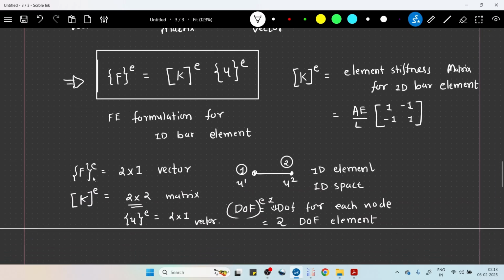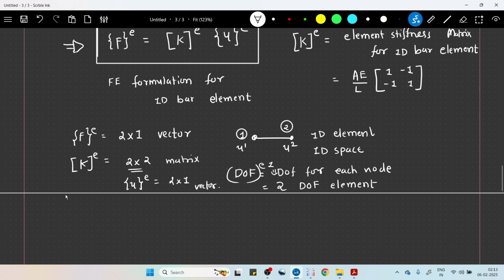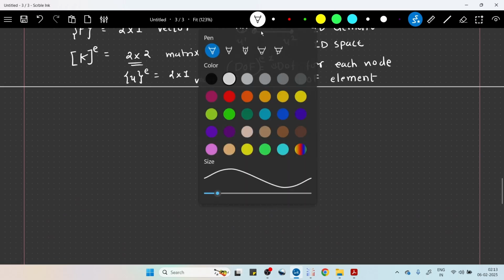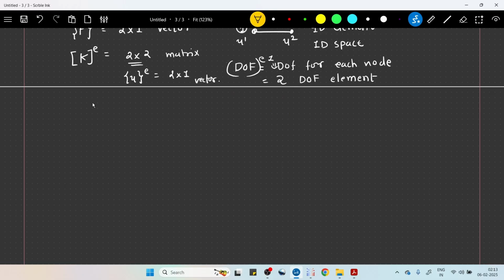We have got this FEA formulation, and a small topic is pending, about the stiffness matrix. So let's talk about something about the stiffness matrix K. Let's see the properties of the stiffness matrix.